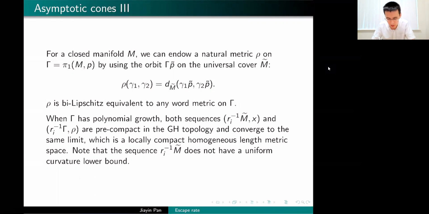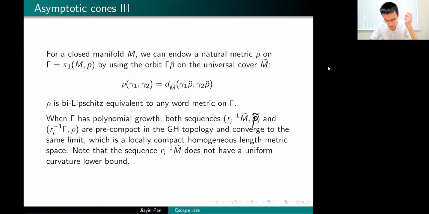And we can blow down the universal covering as well. This is r inverse M tilde, sorry, this shouldn't be X, this is M tilde, sorry, p tilde. So this would converge as well, just as this r inverse gamma with rho. Well, they're both pre-compact. And it converges in the pointed Gromov-Hausdorff topology to the same limit, which is a locally compact homogeneous length metric space, just as the case here.